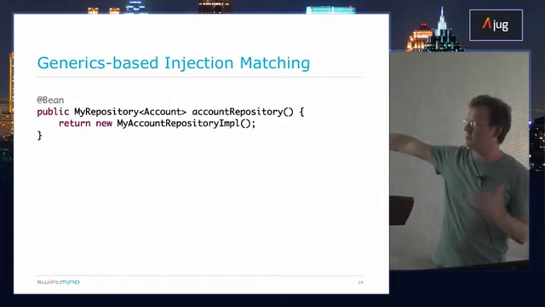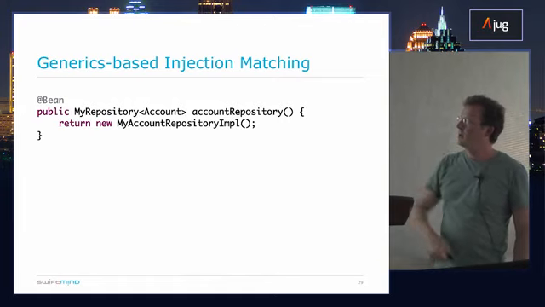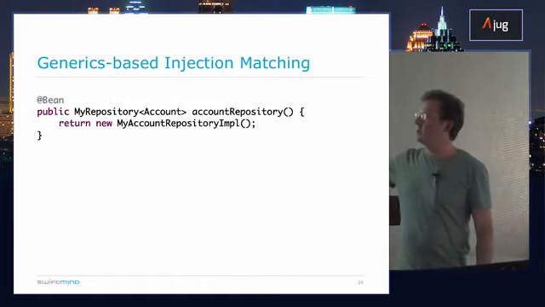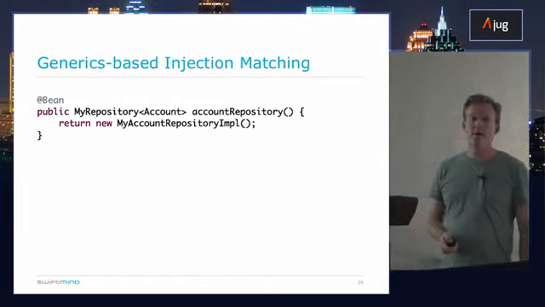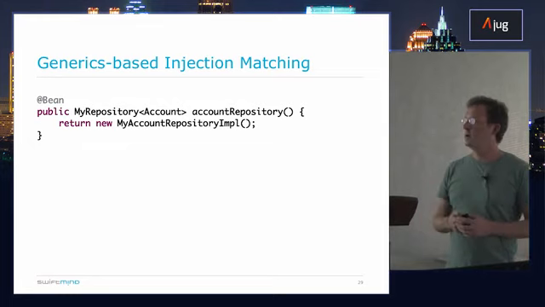Theoretically creates an account repository. That's the name of the bean. But the type is my repository. And if you ignore the account type information there, then it's just kind of a generic my repository. And in the past, Spring didn't really know what to do with that.